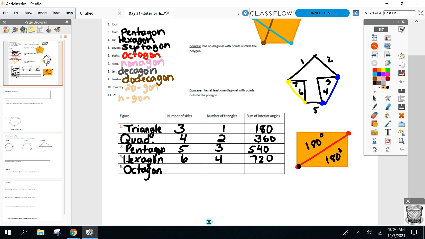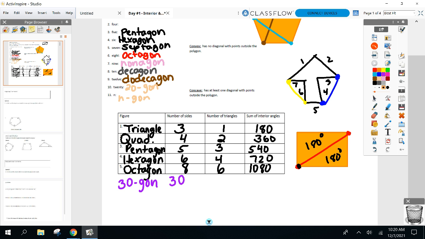And then what about we jump to octagon, which is 8. How many triangles? 6 times 180, 1,080 degrees. Whew. Do we see a little pattern existing? All right, so what if I go here now? Something you can't draw conveniently. How about a 30gon? 30 sides.